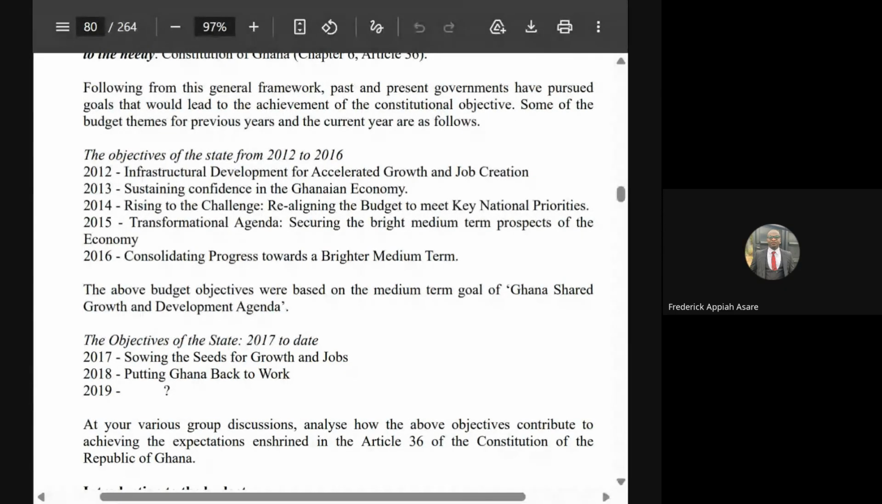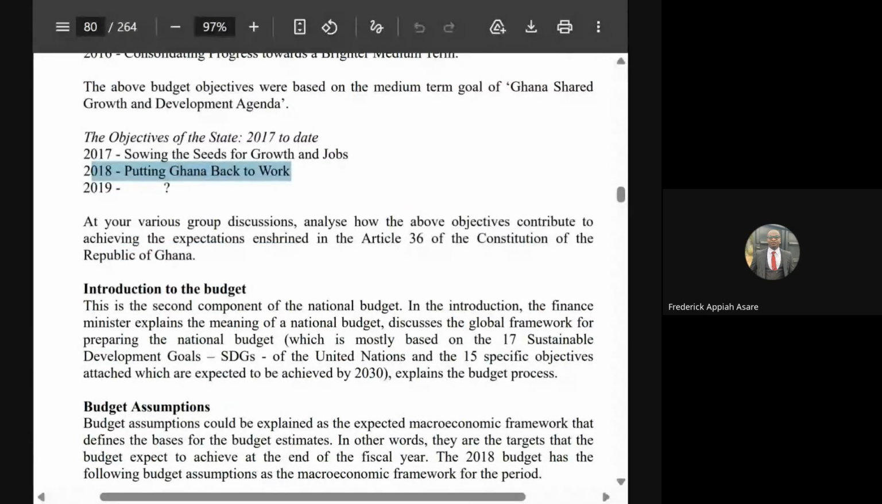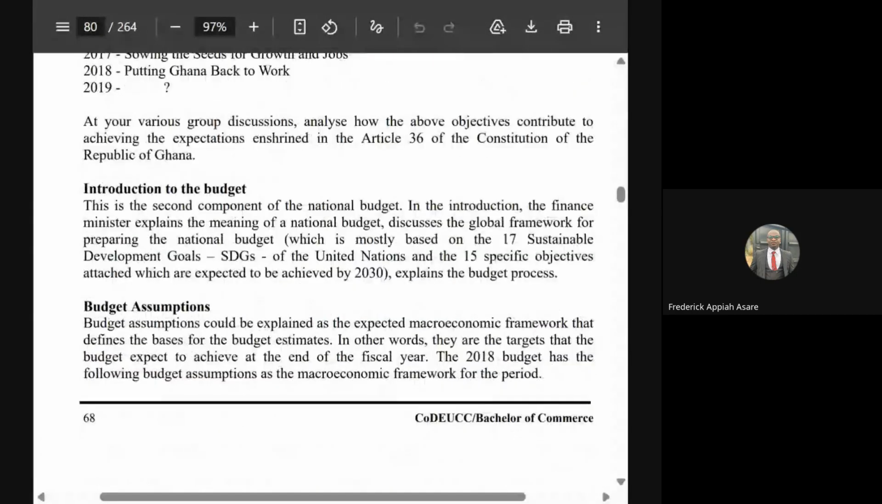Now let's look at the objectives for the state from 2017 to date. That is Akufo-Addo's time. We have 2017, sowing the seeds for growth and jobs. 2018 was putting Ghana back to work. These were all the objectives of the various budgets that they have read.